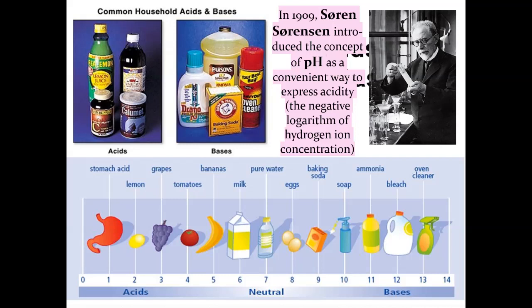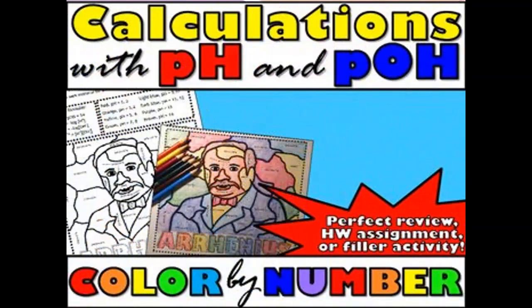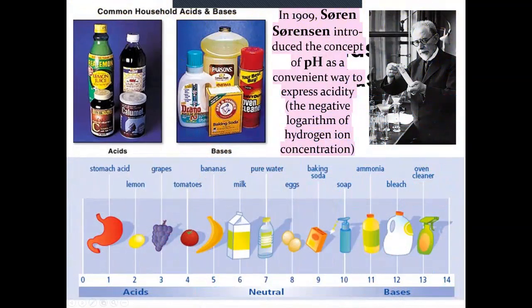So every point is a 10-fold change, just like the Richter scale is the other famous logarithmic scale. The difference from 2 to 7 is not 5, it's 10 to the 5th, or a 100,000-fold change. Go back one. This just shows, again, common acids, if you need ideas for lab, and some common bases in your house.